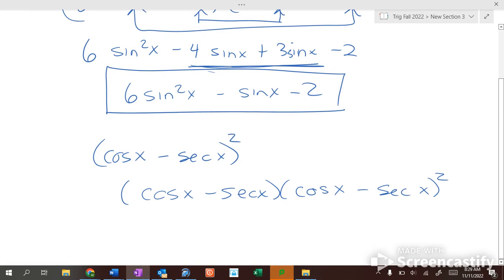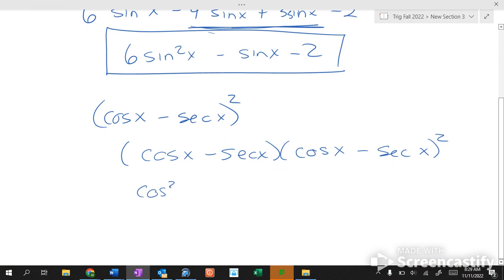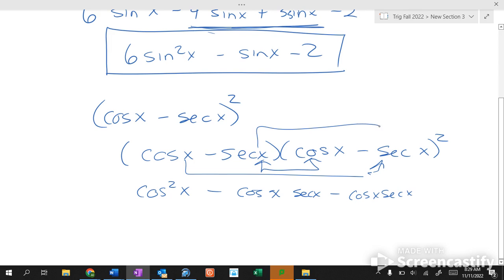So cosine times cosine is cosine squared. And then you have outers, which is cosine times secant, minus, not plus. Inners is secant times cosine, or cosine times secant. And last times last is secant squared.